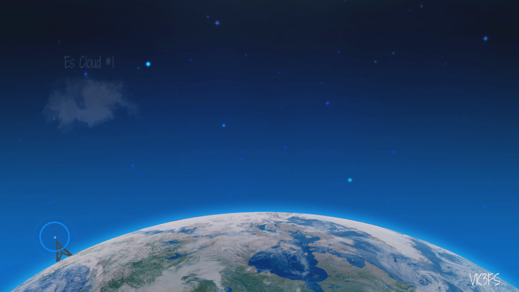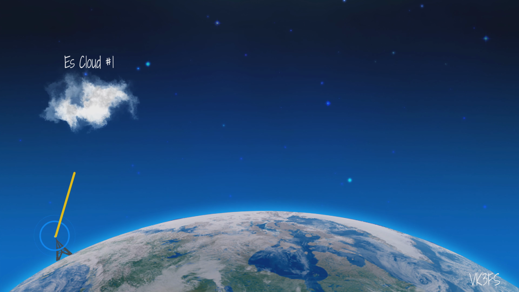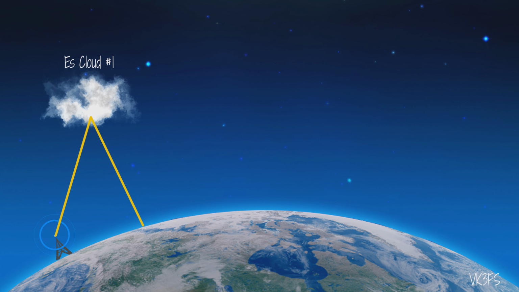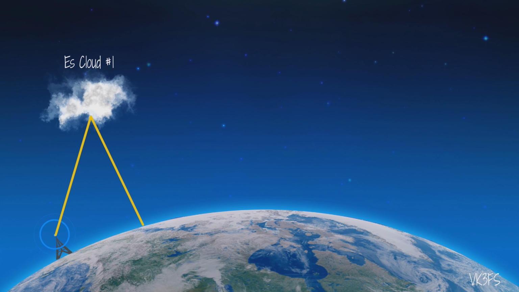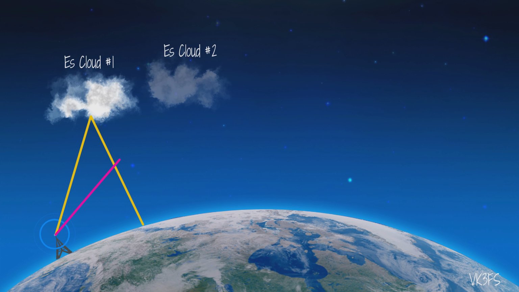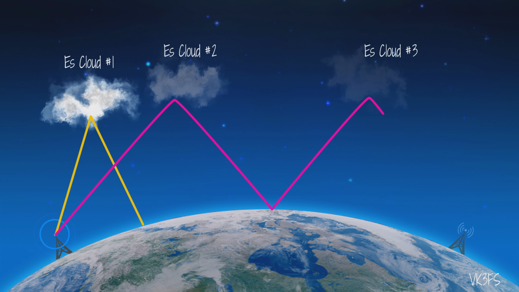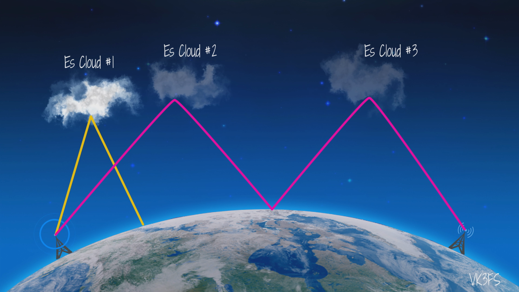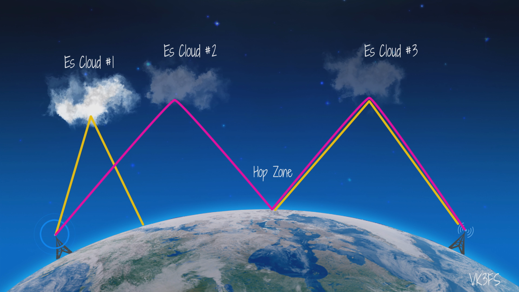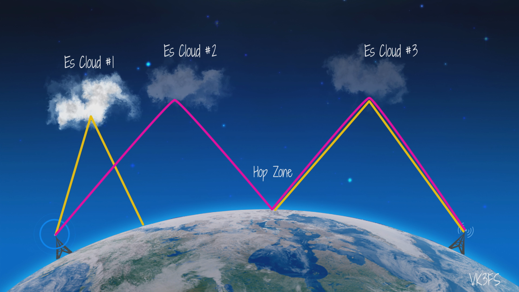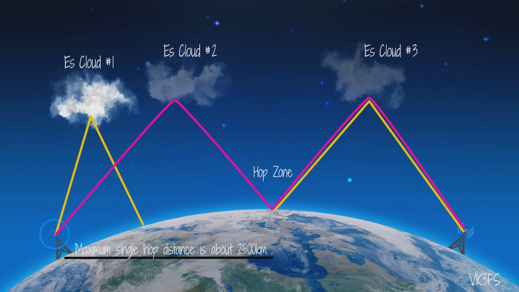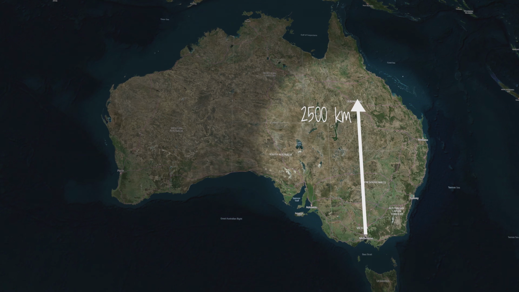In this example, E-cloud 1 is more intensely ionised and thus capable of refracting signals at a sharper angle, producing a shorter skip distance for a given frequency. Signals being refracted by E-cloud number 2 are returned to Earth at a lesser angle, thus producing longer skip distances. With clouds 2 and 3 in alignment along a signal path, double hop skip can occur. With this cloud alignment, signals from both the transmitter and the signal hop zone would be heard at the receiving station. The maximum distance for a single hop sporadic E propagated signal is about 2,500 kilometres.